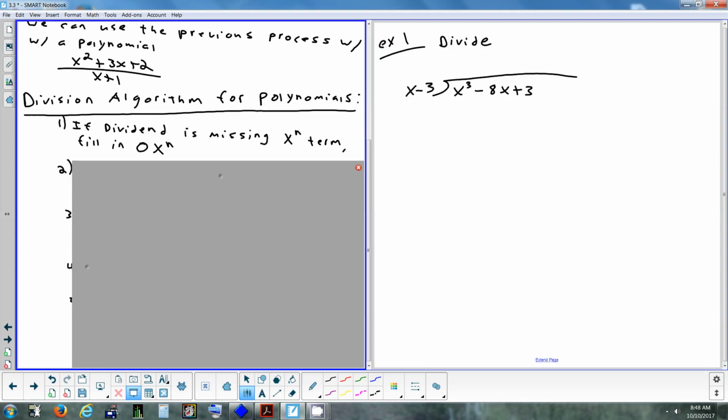All right, so first thing, if your dividend, the thing under the division symbol, is missing any terms, we want to fill those in as zeros. We need placeholders for every term from the highest exponent all the way down to the lowest.